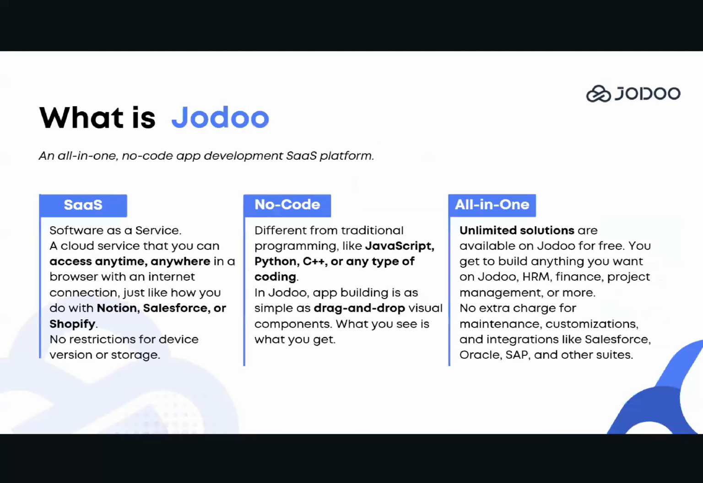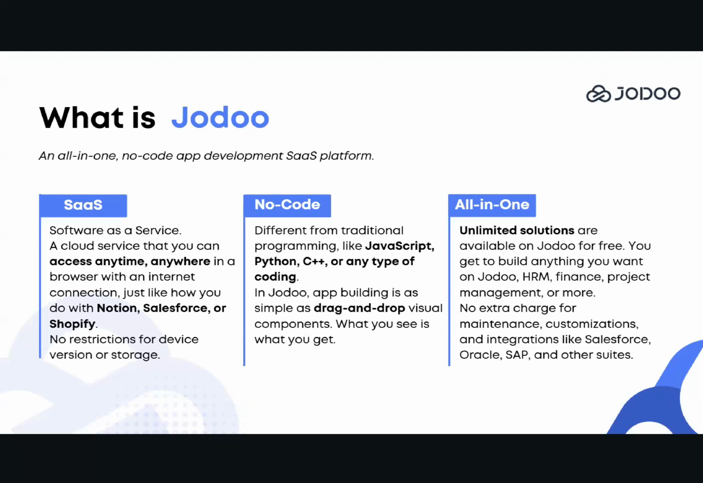Okay, now let's go. The first thing, let's talk about Jodoo, the tool we used for building this solution, the SaaS no-code app development platform. So let me make this simple for you. You just need to know these three things. First, it is a SaaS platform, a cloud service that you can access anytime, anywhere in a browser with an internet connection. Just like how you do with Notion, Salesforce, or Shopify. There are no restrictions for device versions or storage. Your username and password are the only things you need for access.